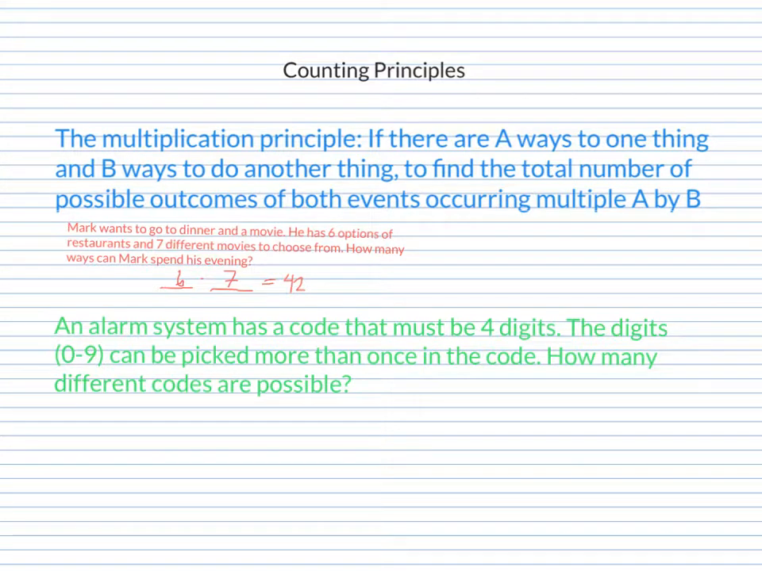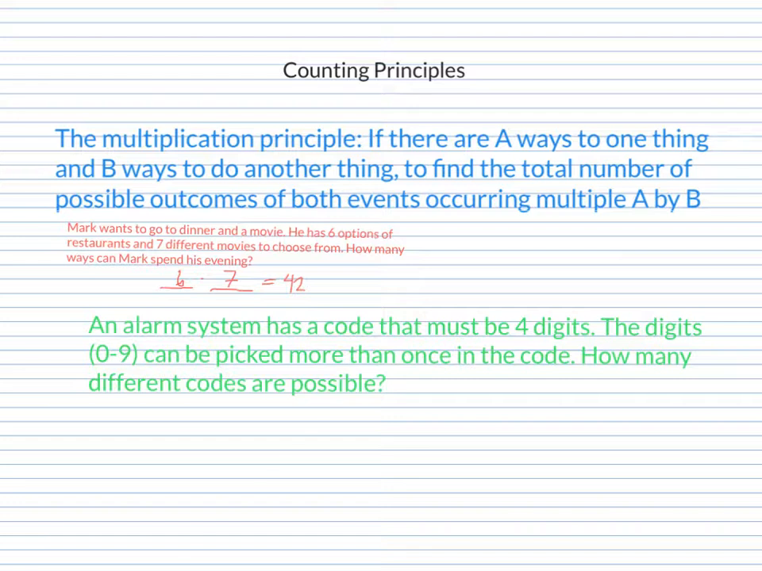The next example may be all of the same event, but they will have repeats. So an alarm system has a code that must be 4 digits. The digits, which are 0 through 9, can be picked more than once in the code. How many different codes are possible? So if we have here 4 different events occurring. Each digit represents a different event.